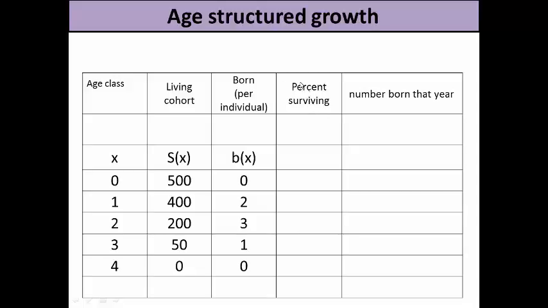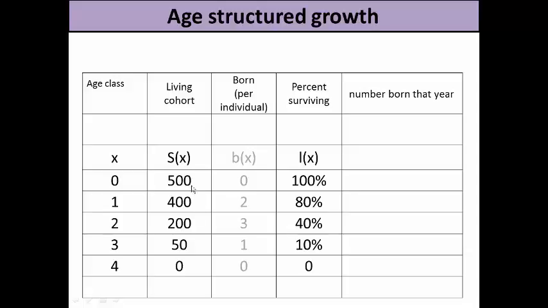We're going to calculate another number here, the percent surviving. We're going to call this L. That's an L. L of x. And so L of x basically means how many survive from one class to another. And so here 500 are born. Well, we're in the 0 age class. 500 out of 500 is 100%. So in age class 1, only 400 out of the 500 survive. So that's 400 divided by 500 equals 80%.